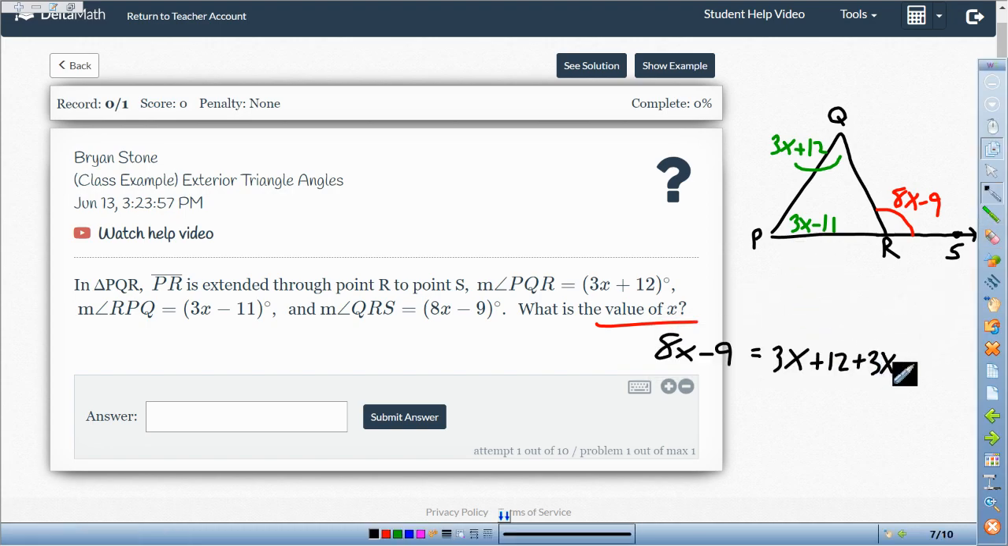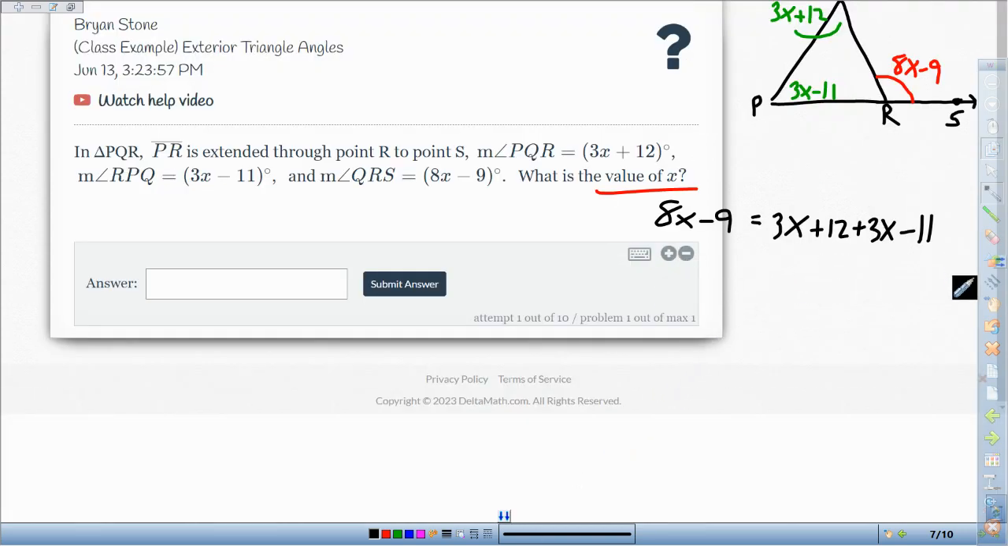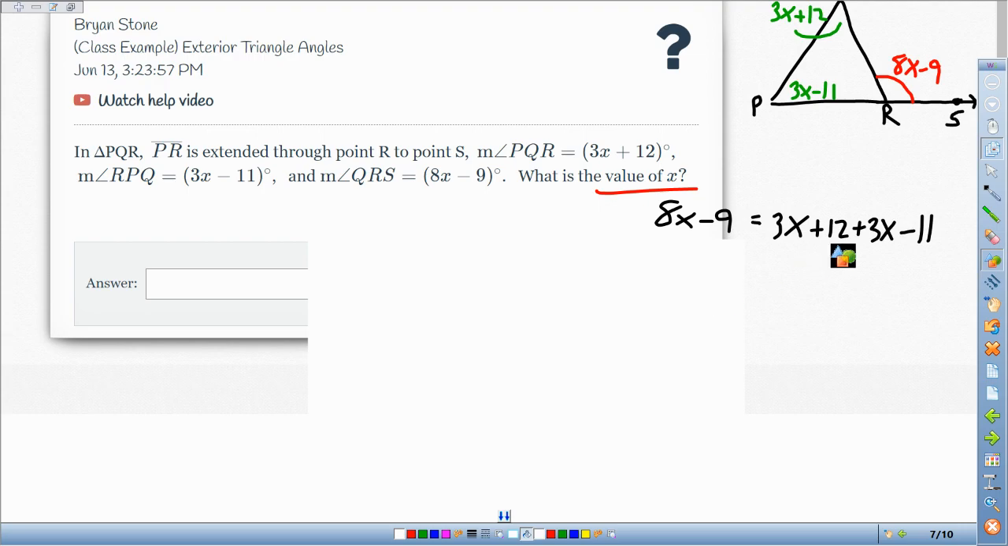So 3x minus 11. Okay, and then it's just a matter of solving this equation. So let's do it. On the left, I noticed no like terms, but on the right, I do. I have a 3x and a 3x and some other numbers. Let's just work left to right, though. Let's bring down the 8x minus 9.